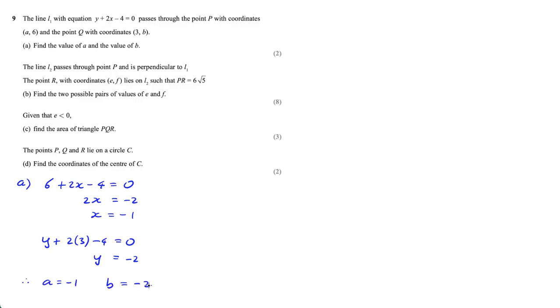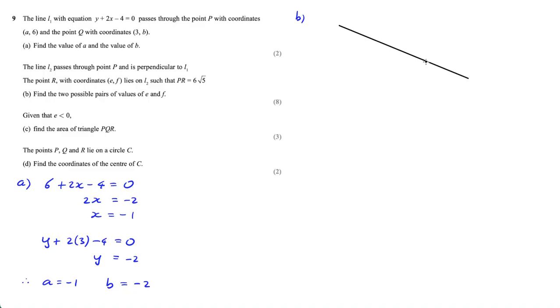Part B. The line L2 passes through the point P and is perpendicular to L1. Okay, so now guys, I always suggest to draw. So here we have this line, minus 1, 6, and 3, minus 2. So it's minus 1, 6, and 3, minus 2. It's going down this way.